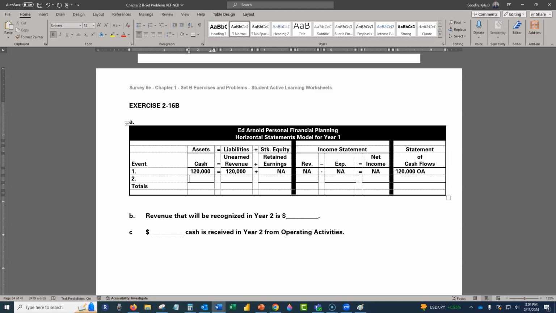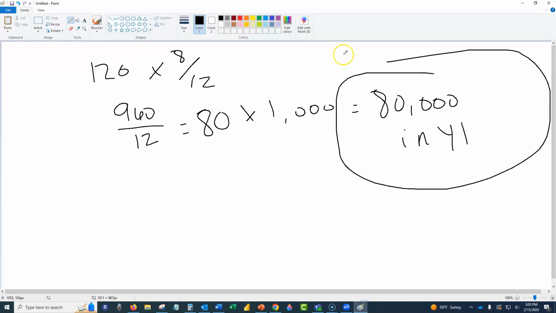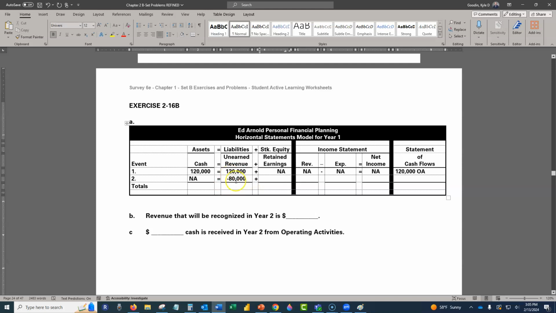For number two, okay, what happens next? Well, we're trying to figure out how much revenue we're going to recognize in year one. Well, that's easy. We already figured that out, right? There is no more cash, okay? But we are going to recognize that we have to reduce the unearned revenue by 80,000 because we earned 80,000 of that revenue. If you remember, right here, we earned 80,000 of that revenue, so that's what we're going to reduce this by.